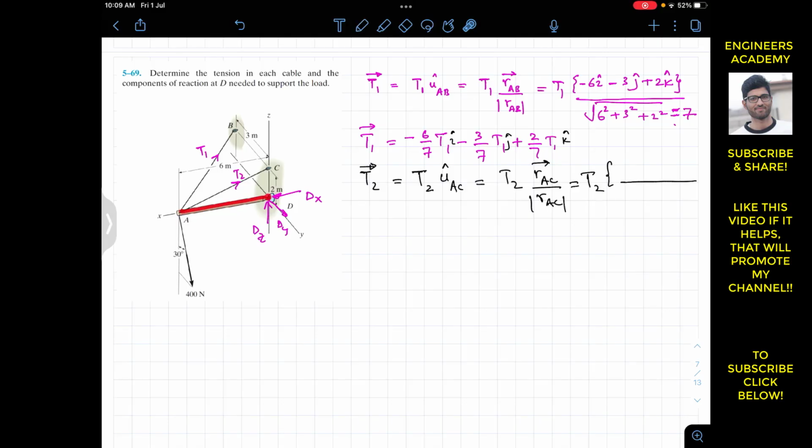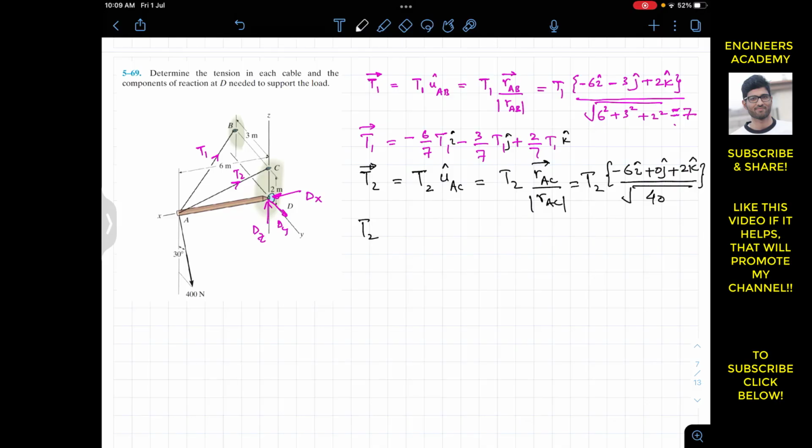So from A we need to travel 6 meters in the negative i, so minus 6i, and then once we reach here we need to travel 2 meters in the positive k. This means that there is no need to travel in the j direction, so we will write plus 0j plus 2k, divided by its magnitude. Its magnitude will be the square root of 6 squared plus 2 squared, 36 plus 4. So this gives us square root of 40.